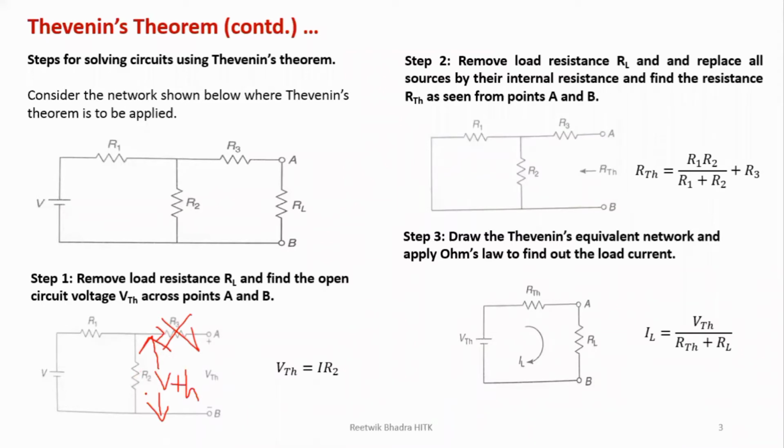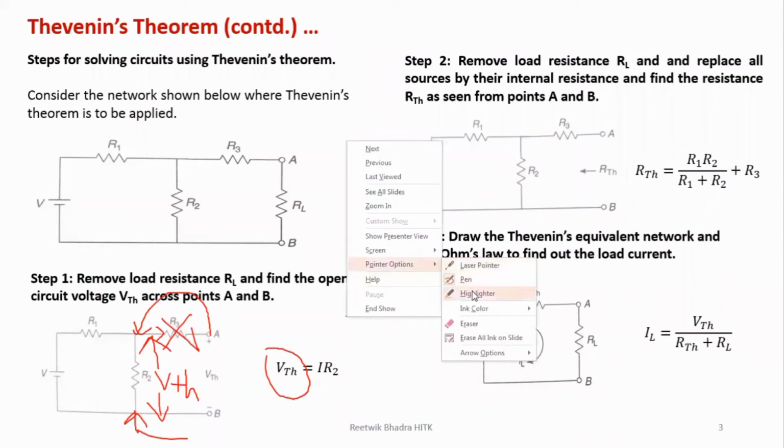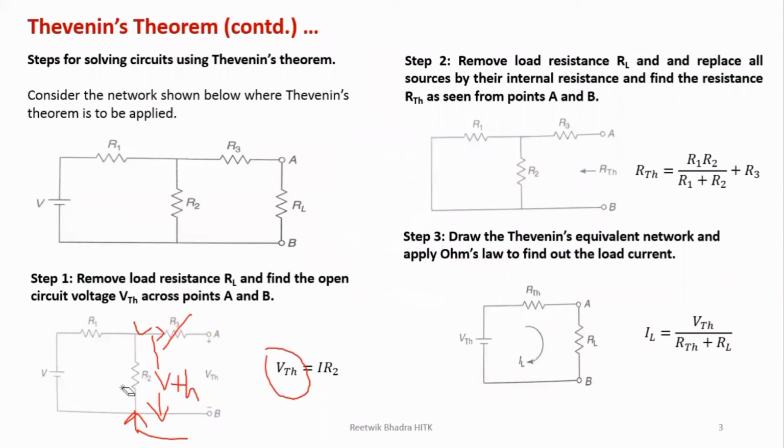Sir, here the resistance R1 is having no effect on VTH? Yes, it is having no effect on VTH because this VTH is connected over here, right? This point and this point is having VTH. This point is A, this point is B, this is VTH. You will look into the problem and then you can understand in a better way.